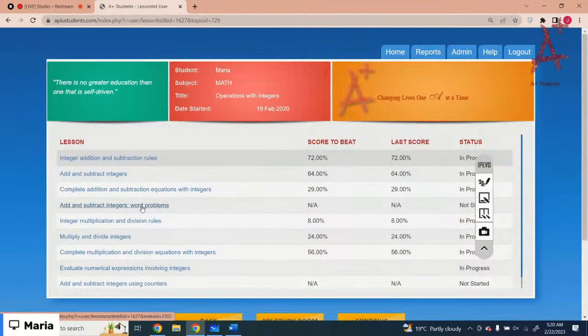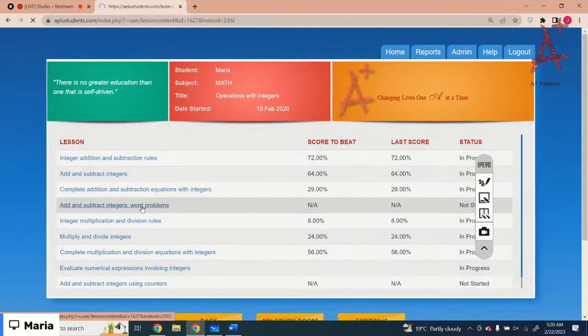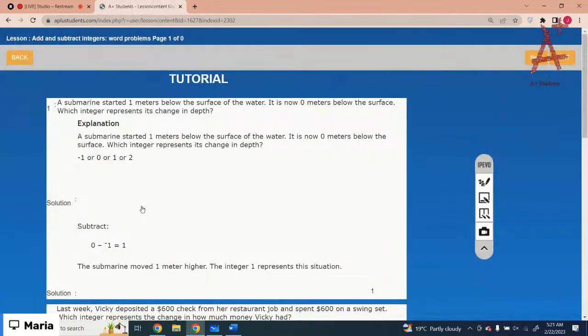Okay, the next one is add and subtract integers word problems. So let's start with the first question. Let me read the question. Just listen to me carefully. A submarine started 1 meter below the surface of the water. If it is now 0 meters below the surface, what integer represents its change in depth?